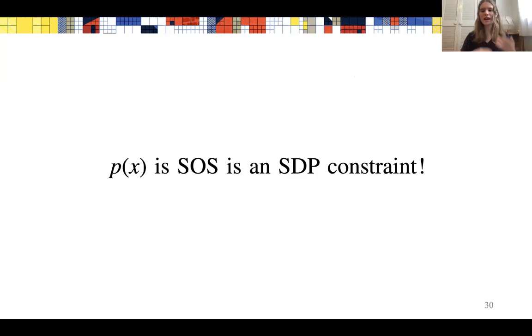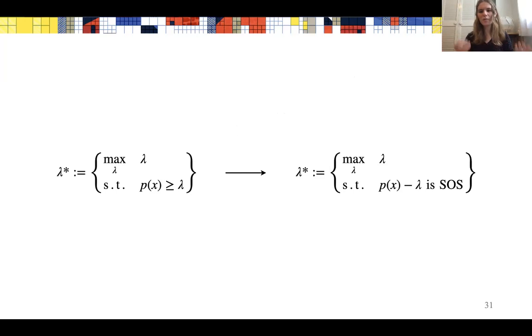And so this is like saying a polynomial is SOS is exactly the same as an SDP constraint. And so it's also a convex constraint. And so we can take a problem in this form where we have a polynomial inequality constraint, and we can transform it into an SOS constraint. And this is called SOS relaxation.